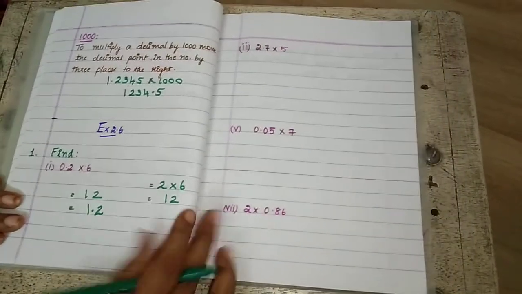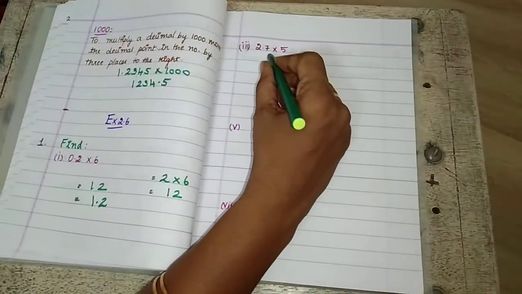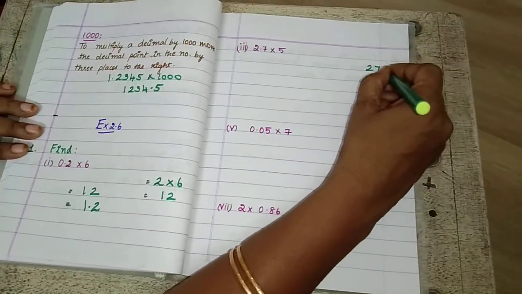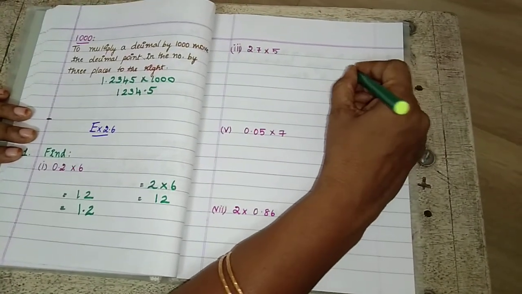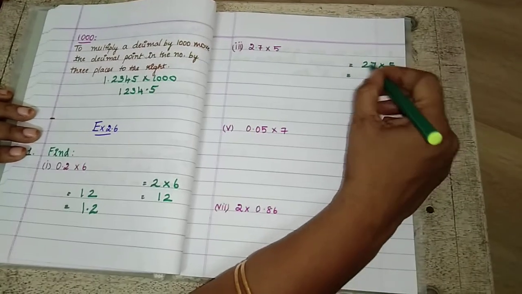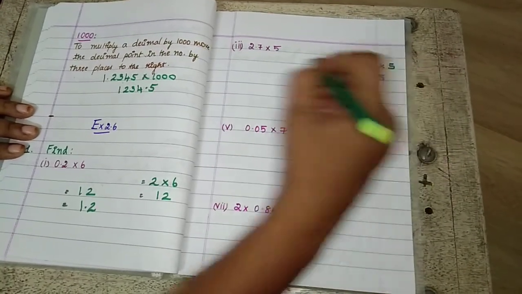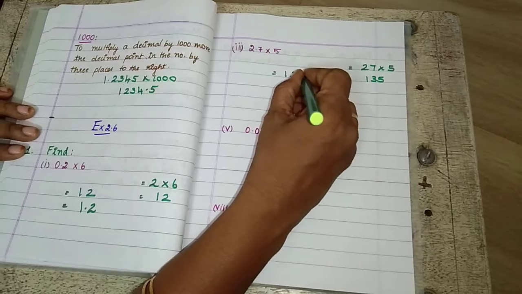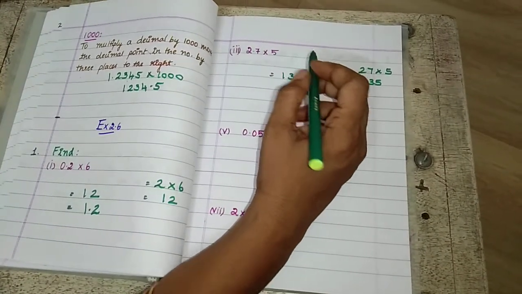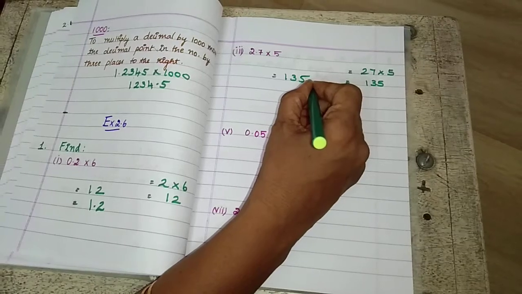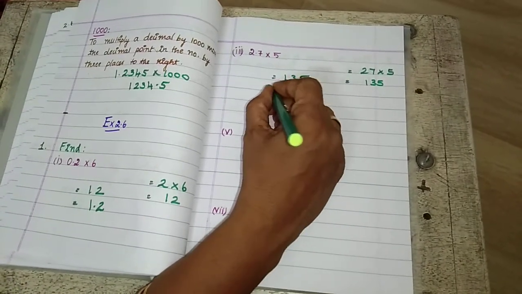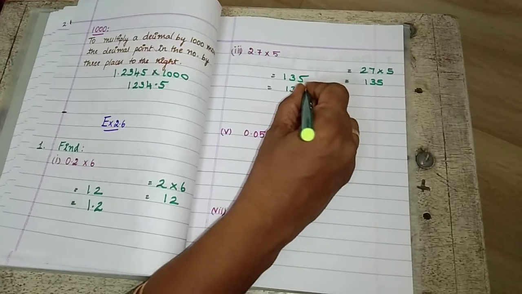Clear? Next, 2.7 into 5. Similarly, 27 into 5. Multiply 27 into 5 as a normal number. So 5 sevens are 35, 5 twos are 10, and 3 carried, 135. So the answer will not be 135. Now how many places are there after the decimal point? 1. 5 is a whole number, so you don't have any decimal point, so you will assume the point at the last. So you will move 1 place to the left. So my answer will be 13.5.